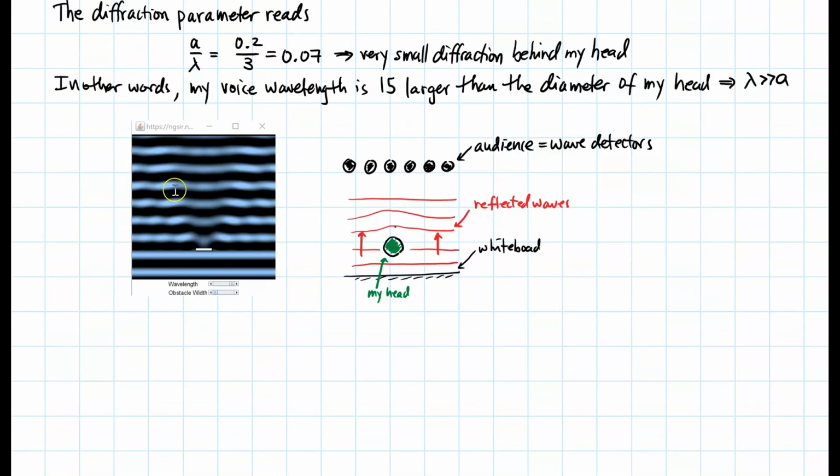We just saw this with the wave applet. If the wavelength is much bigger than the obstacle size, you don't see it. So in this picture here, you're seeing me standing in front of the whiteboard, and then the waves reflect, and because the waves are so much bigger than my head, there's very little diffraction behind me, and therefore the audience, which is the wave detectors, hear my voice well because the waves essentially just wash right over the obstacle and don't see my head.